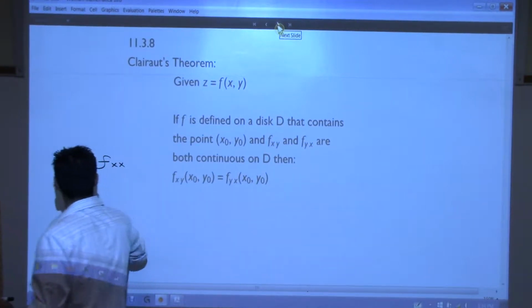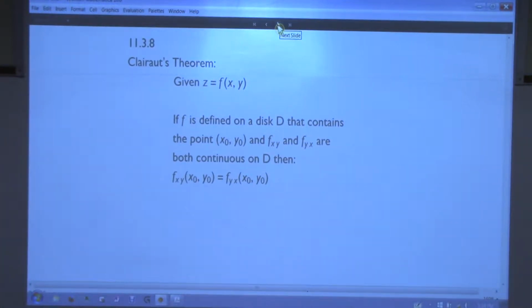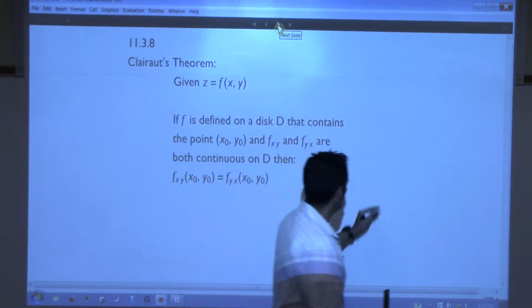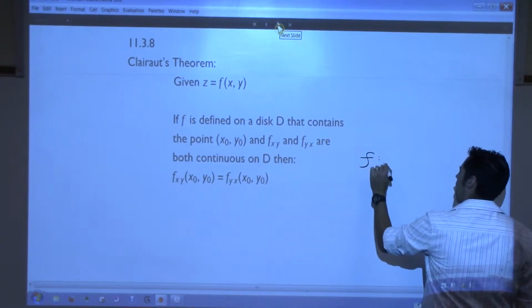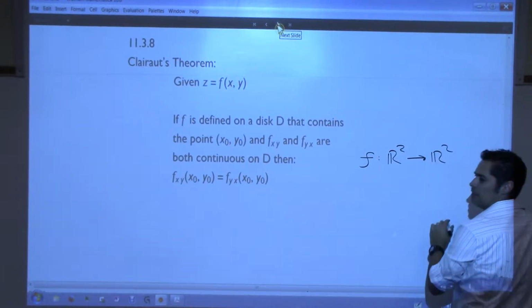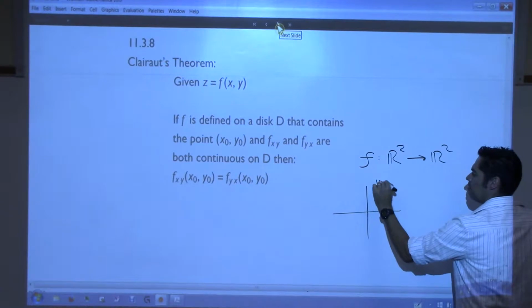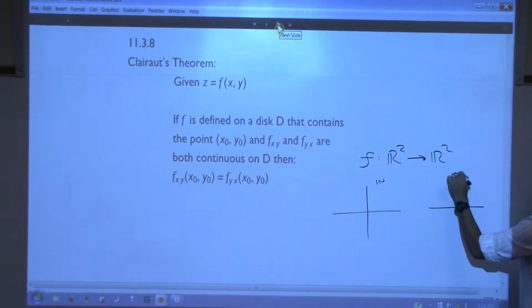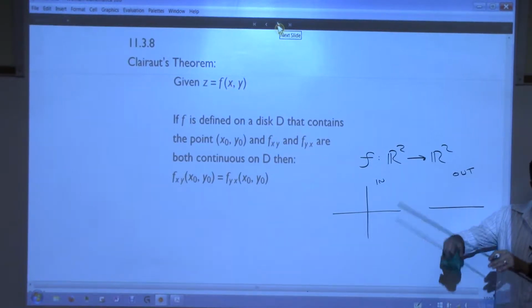Clairaut's Theorem is going to answer that question right now. If f is defined on a disk, so remember these functions that we have right now are going from two-dimensional space into one-dimensional space, right? Our input lives in R2. The output lives on a number line. I've been trying to stress this for a while. We can visualize this as a surface, can't we?